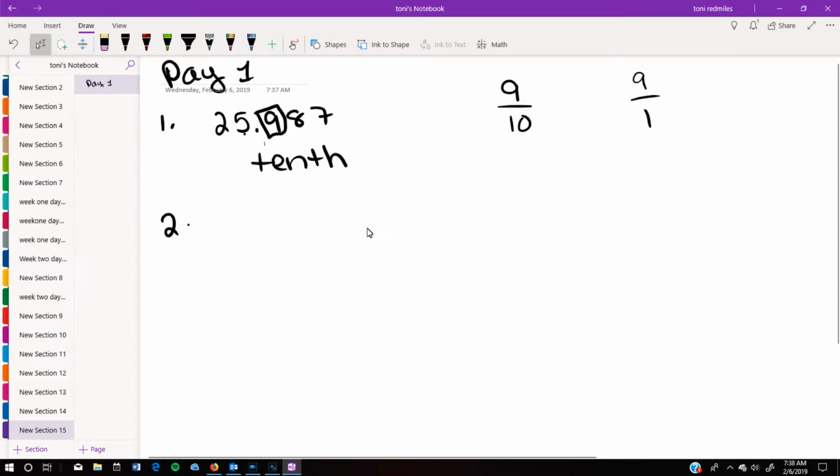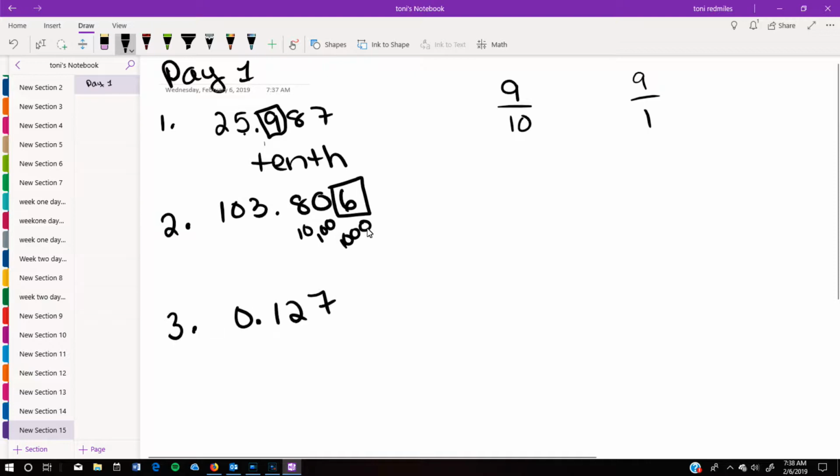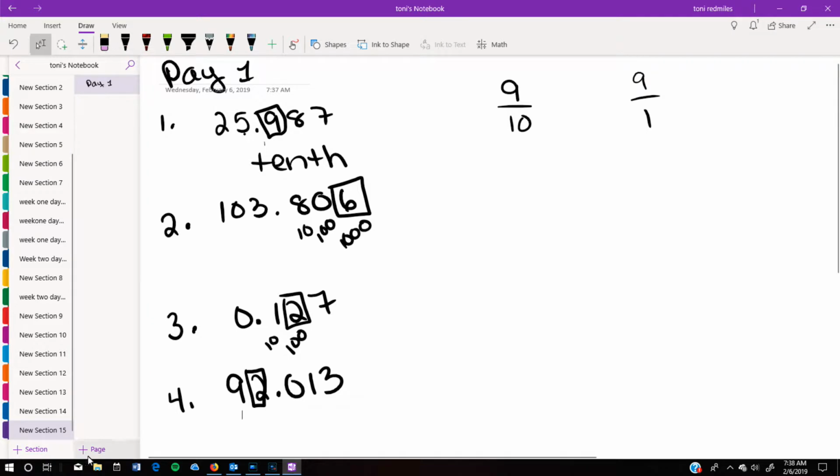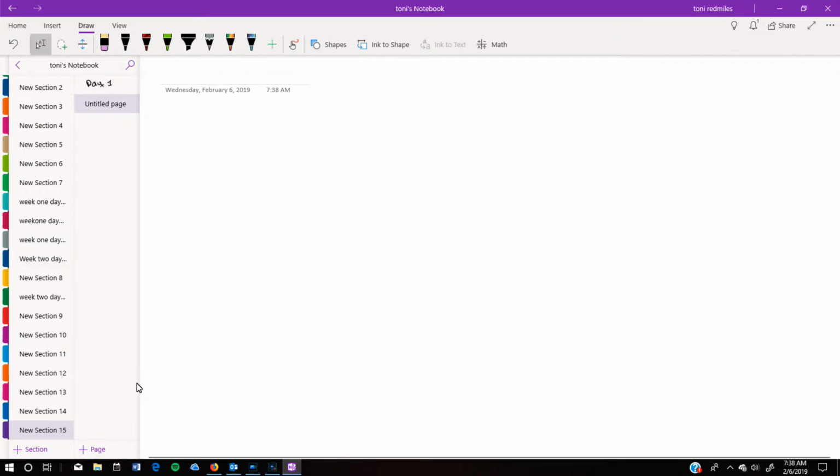So let's look at number 2 now. Number 2 is highlighted on the 6, so 10, hundredths, thousandths. So this is the thousandths place, okay? Number 3, 0.127, and it's the 2, and that is tens, hundredths. So it's in the hundredths place. Number 4, we have it in the whole value. All right, so this is the ones place. All right, let's go on to number 5.